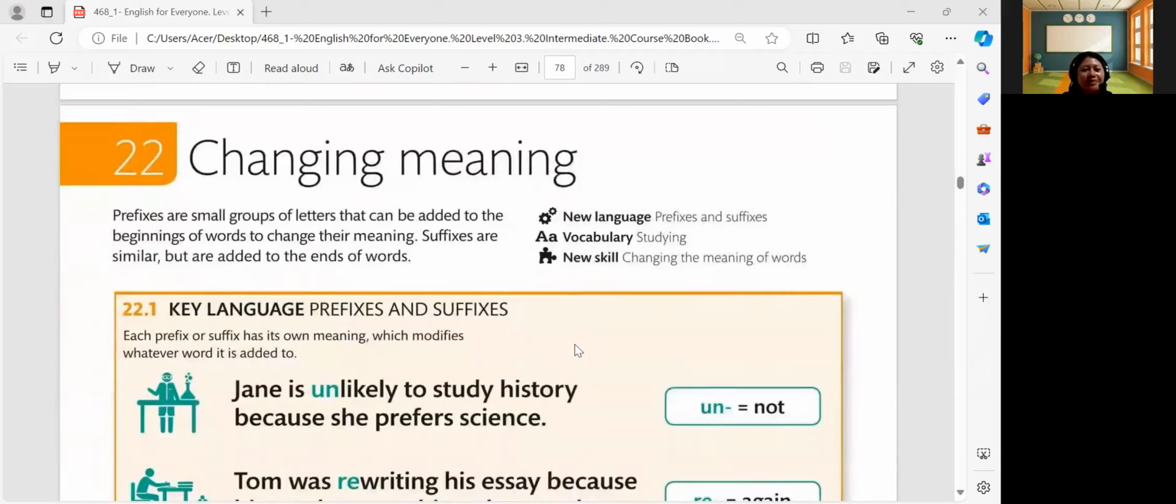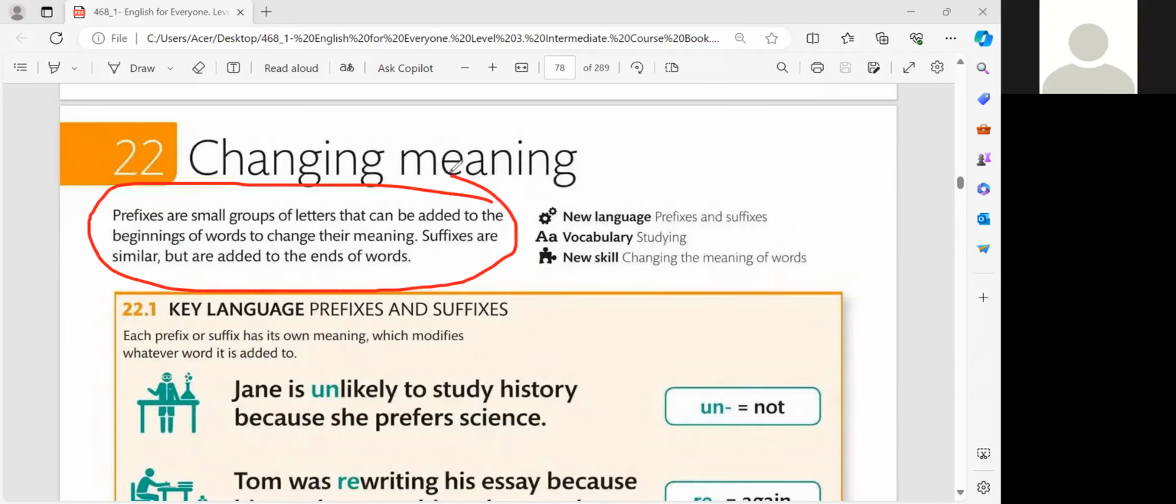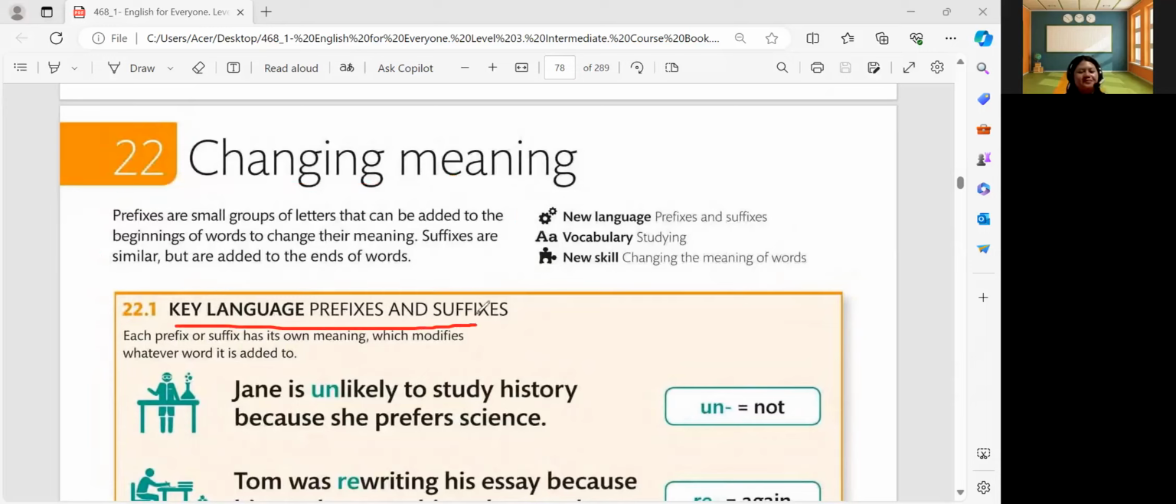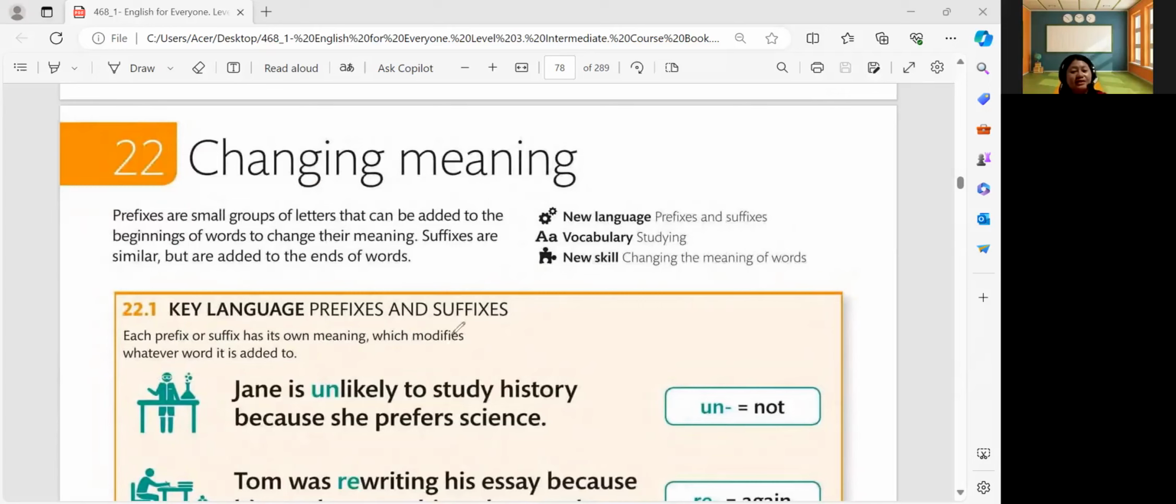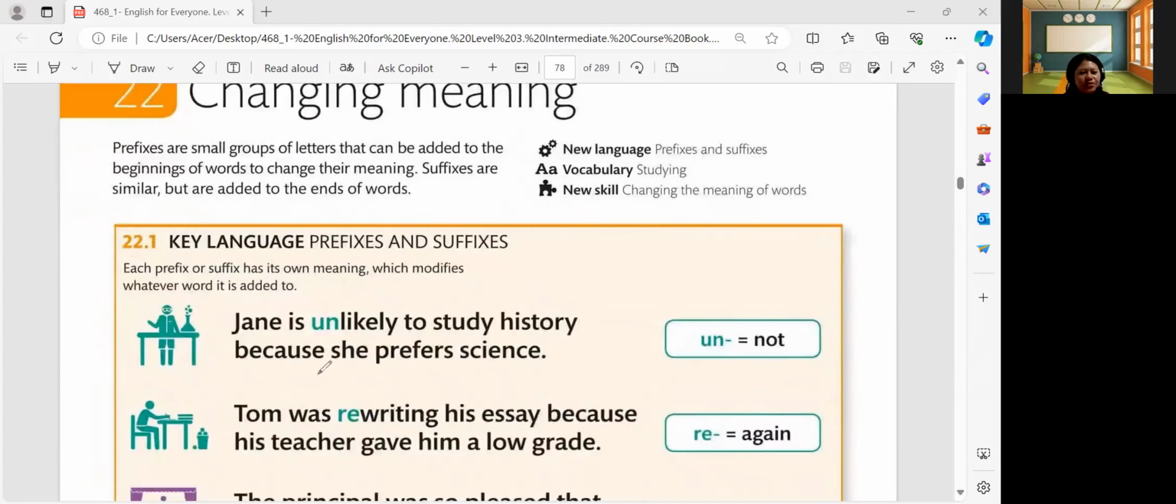So now let's proceed to another topic, which is all about changing meaning. So please read. A prefix is a letter or small group of letters that can be added to the beginnings of words to change their meaning. Suffixes are similar but are added to the ends of words. Okay, very good. So how about this one? Key language: prefix and suffix. Okay, prefixes and suffixes. So please read. Each prefix and suffix has its own meaning which modifies whatever it is added to. Okay, so that is the meaning of prefixes and suffixes. So now let's proceed to the examples. Can you read the first example?